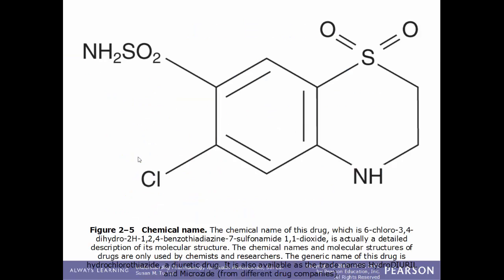In this image, we have an example of a diuretic drug. The chemical name of this compound is listed here in the caption: 6-chloro-3,4-dihydro-2H-1,2,4-benzothiazine-7-sulfonamide-1,1-dioxide. So good luck getting that on a commercial. That's the chemical name for this structure. The generic name of this drug would be hydrochlorothiazide, and the trade name for this compound would be Hydrodiuril, or it could also be sold under Microzide.